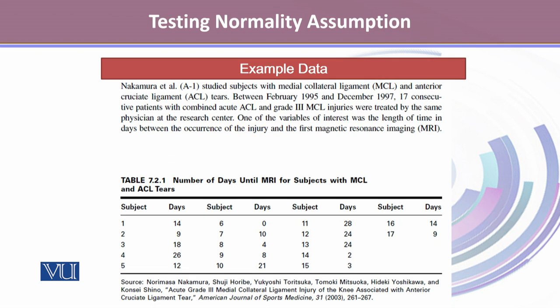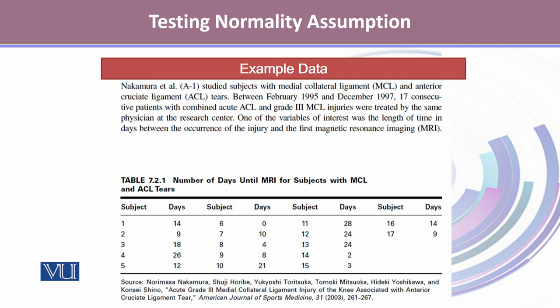Nakamura et al. studied subjects with medial collateral ligament and anterior cruciate ligament tears, between Feb 1995 and December 1997. Seventeen consecutive patients with combined acute ACL and grade 3 MCL injuries were treated by the same physician at the research center. One of the variables of interest was the length of time in days between the occurrence of the injury and the first magnetic resonance imaging, that is MRI.